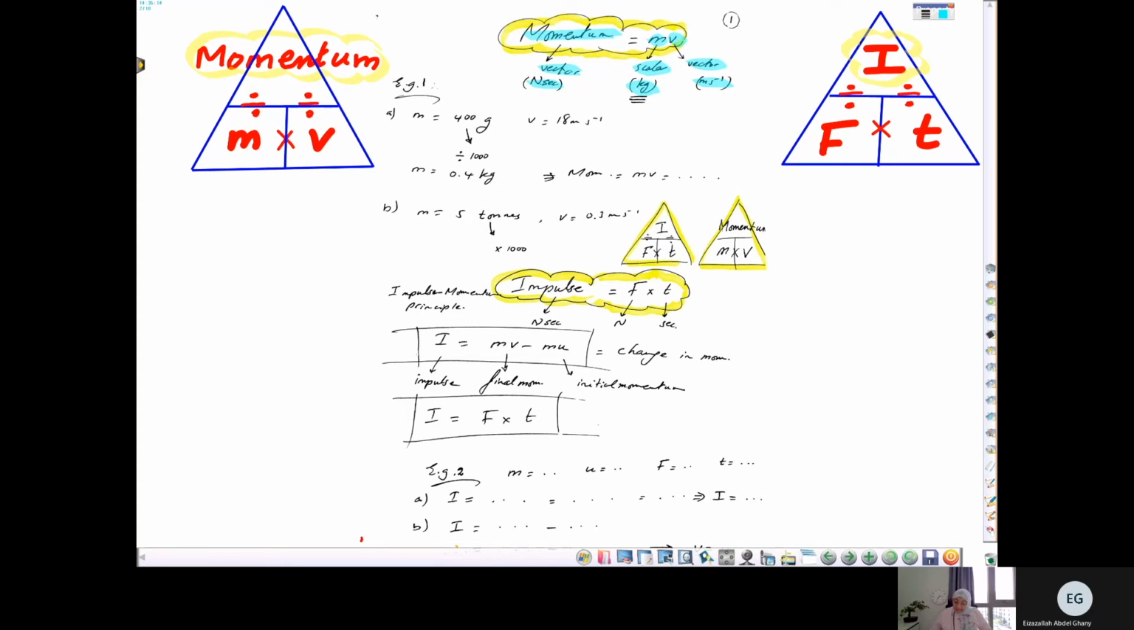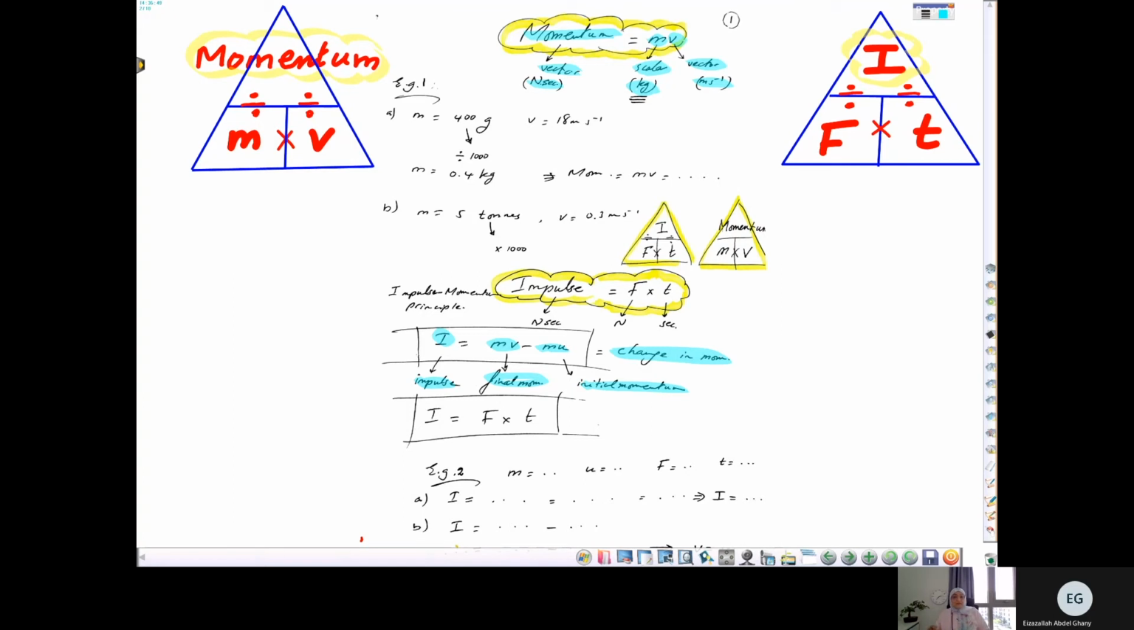What about impulse? Impulse is the change in momentum, so it should have the same units of measuring, which is kilogram meters per second or something else. Let's see. Change in momentum means mv minus mu. Impulse equals mv minus mu. So impulse is the final momentum minus the initial momentum, but it has another rule. It depends on the givens in the question.